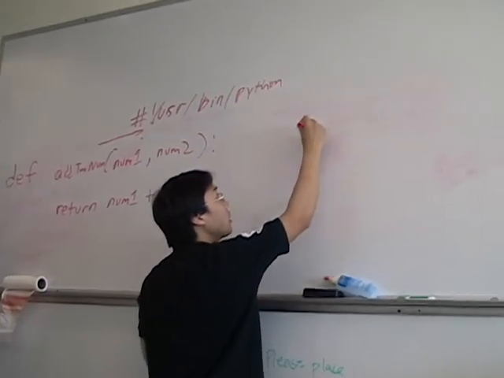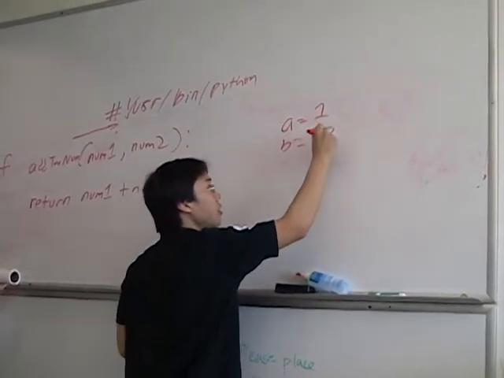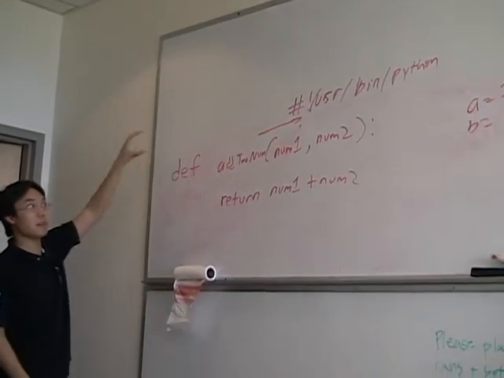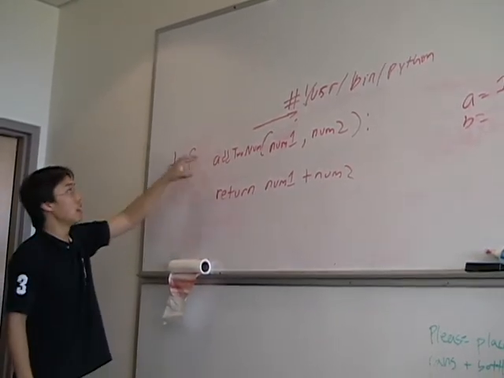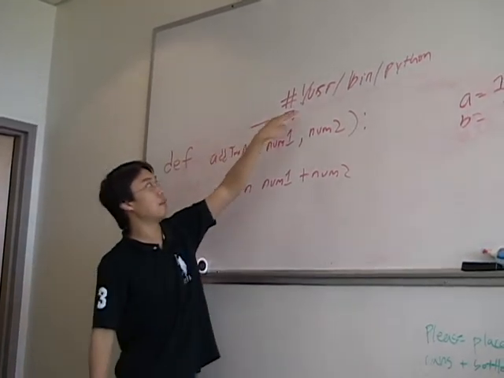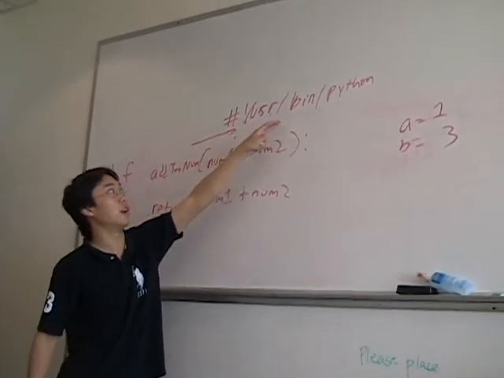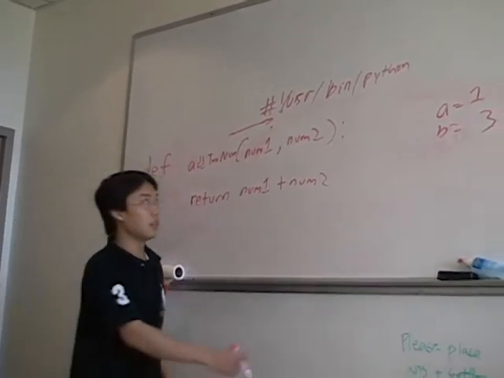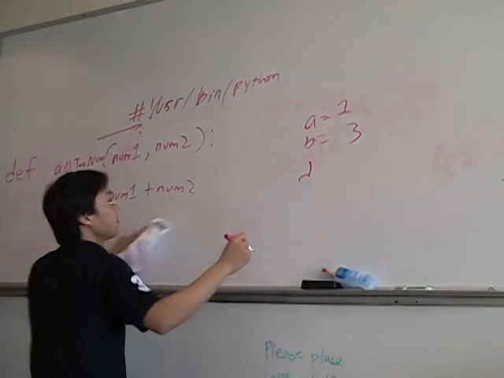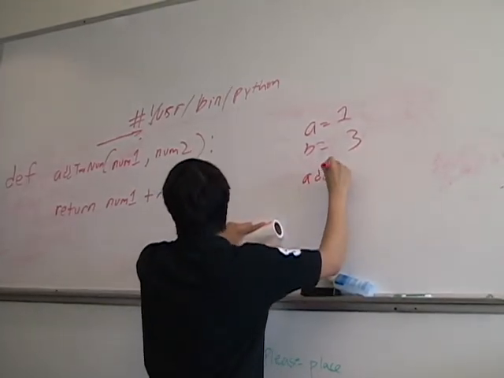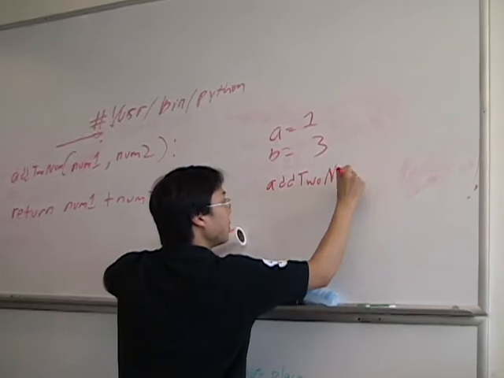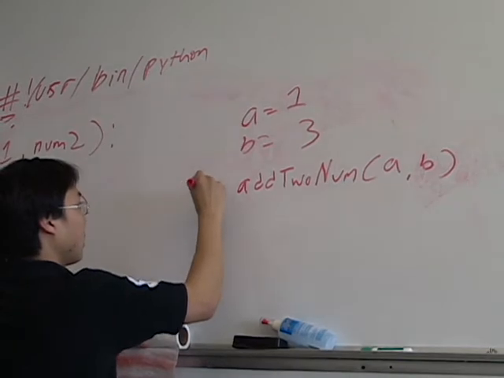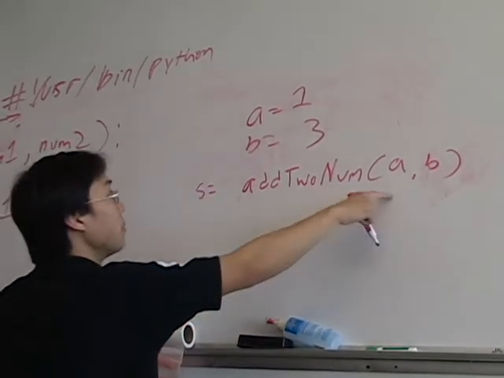So we got a is equal to 1, b is equal to 3, and to call this function, def is usually created before you do your other Python code. Def is usually placed immediately below the Python statement or imports. So once you created your def function, you can do this: s is equal to add 2 numbers a, b.